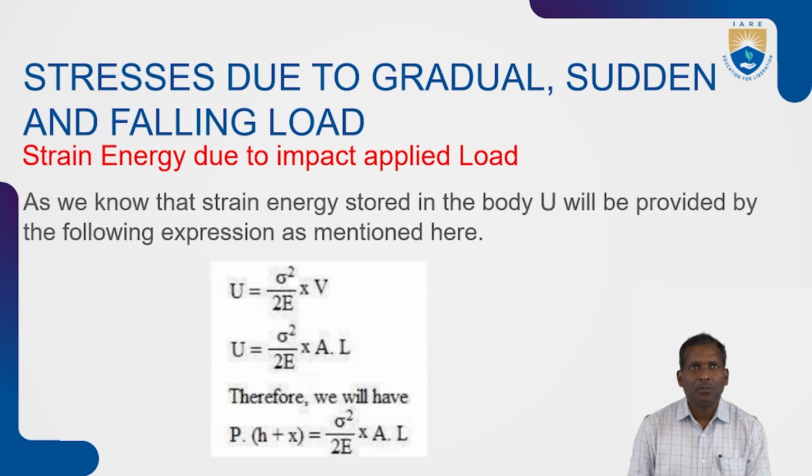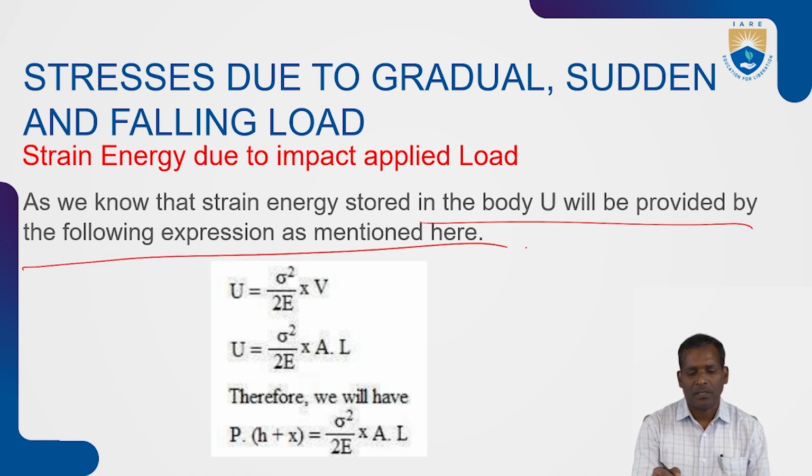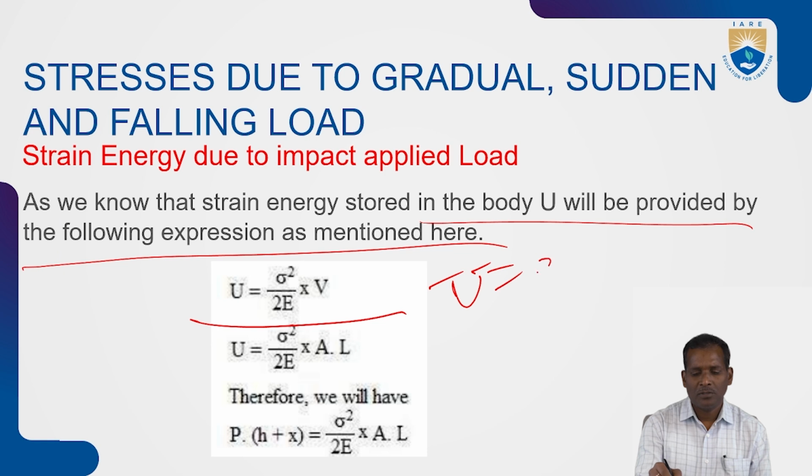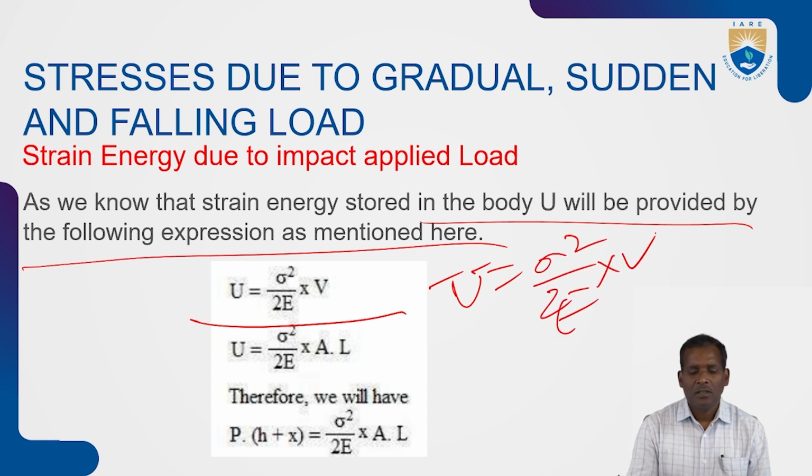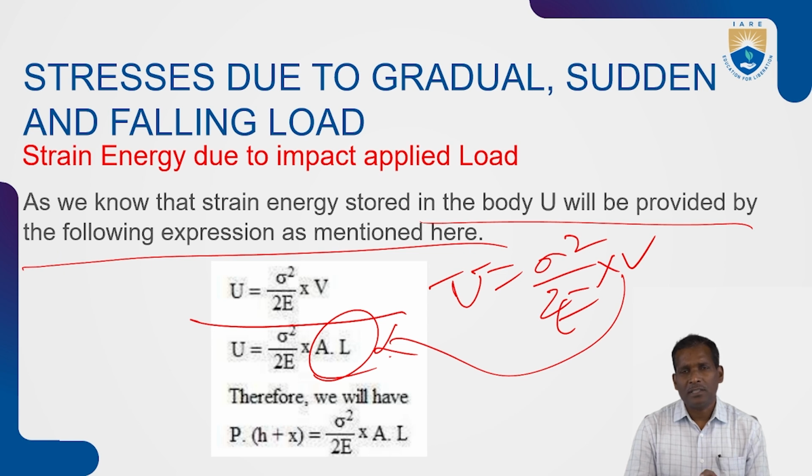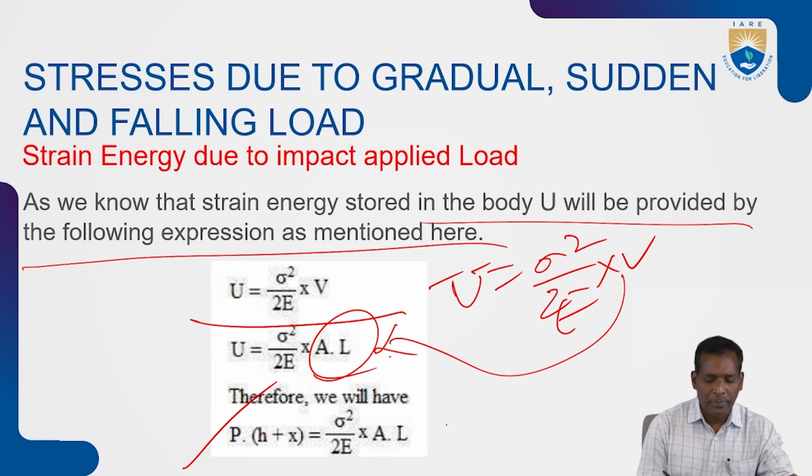Now substitute in the strain energy equation. You know the strain energy stored in the body, U, is given by the following expression: U is equal to sigma square by 2E into V. V you also know is A into L. Now equate the strain energy stored in the body due to impact load, that is P into H plus X. So P into H plus X is equal to sigma square by 2E multiplied with AL.